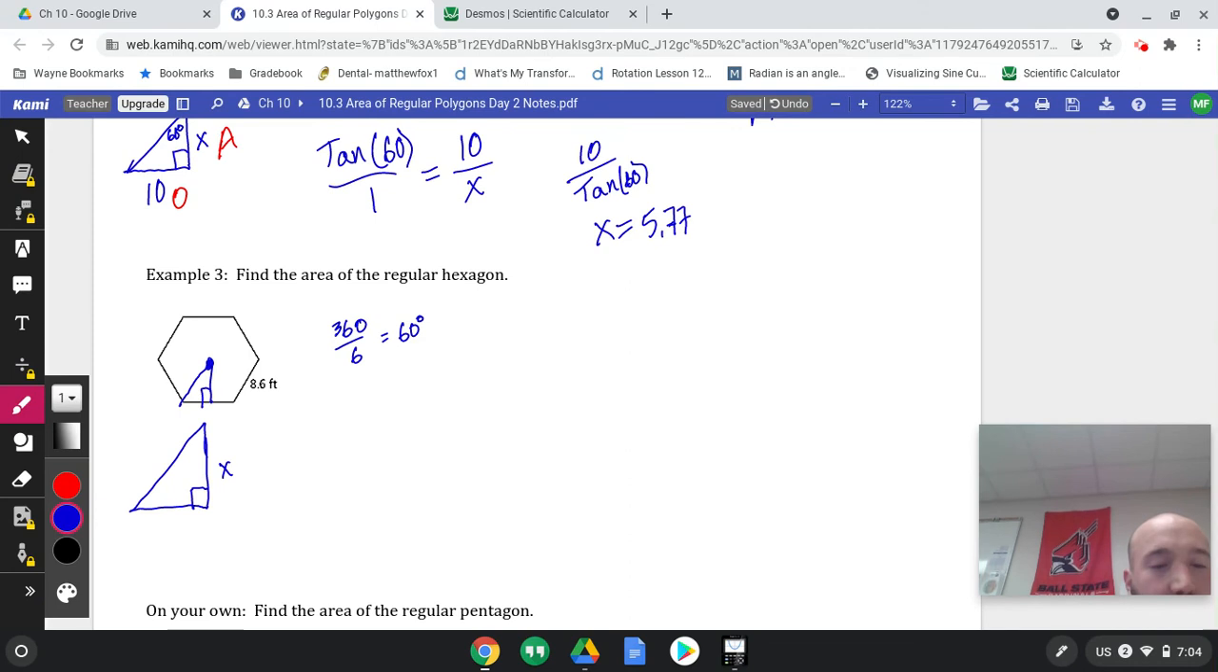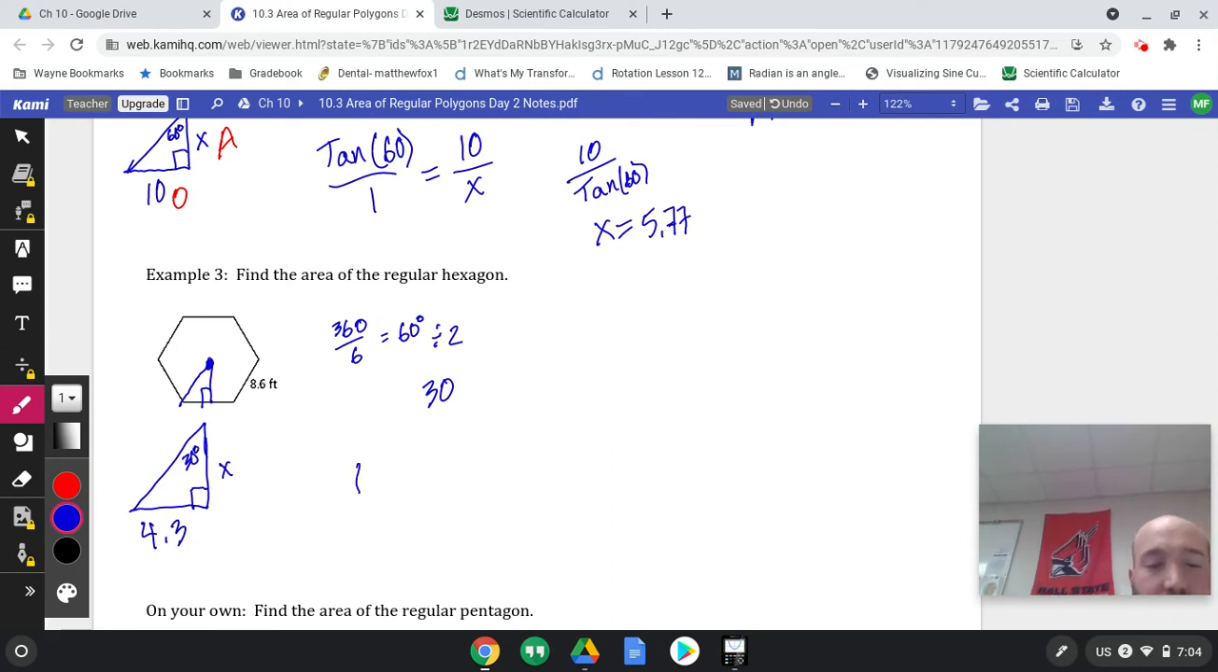I don't know what the apothem is. I know this 8.6 divided by 2 is 4.3. So 360 divided by 6, there were 6 sides. The central angle is always 360 total. We know they're equal because it's a regular polygon. So we get 60 each, but we only have half of it. So 60 divided by 2 will give us 30. I'm going to put that there.